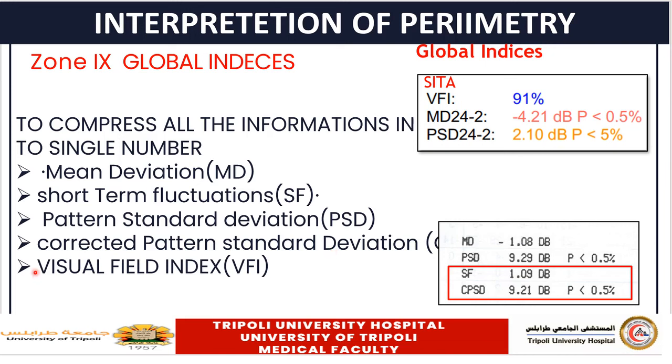Visual field index is an important index that represents the central vision, and it gives an idea about the status of visual acuity of the patients, and also the quality of vision of the patient that affects his quality of life.